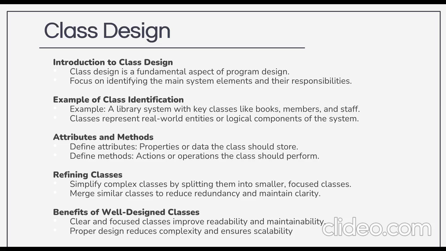After identifying the initial set of classes, it's important to refine the design to enhance clarity and efficiency. This may involve splitting overly complex classes into smaller, more focused ones or merging similar classes to eliminate duplication. For example, a single user class might be split into separate member and staff classes if their roles are sufficiently distinct. Conversely, two nearly identical classes such as print book and e-book could be merged into a single book class with additional attributes to distinguish their formats.